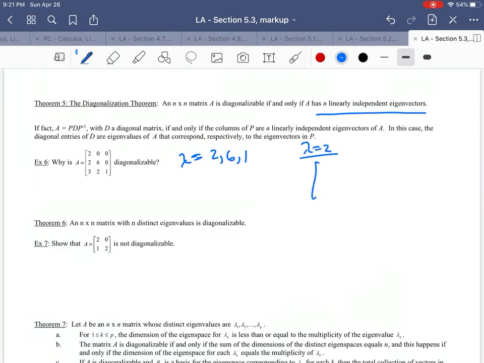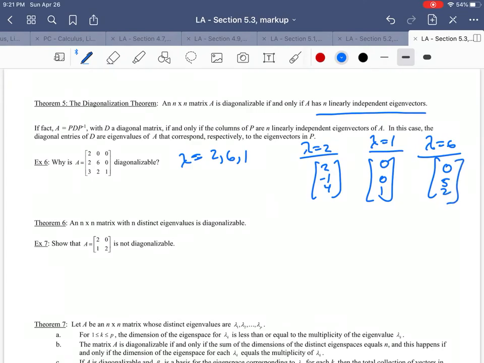So 2 has an eigenvector of 2, -1, 4. 1 has an eigenvector of 0, 0, 1. And 6 has an eigenvector of 0, 5, 2. So you have a linearly independent set of eigenvectors. All right. So that's what theorem 6 says. An n by n matrix with n distinct eigenvalues is diagonalizable. All right. So great. We already discovered that.